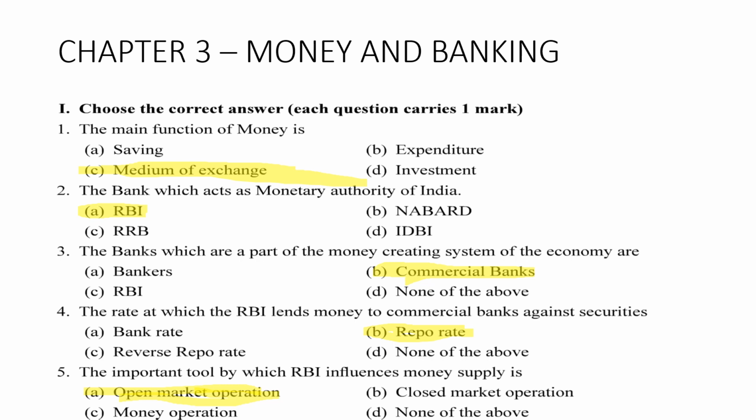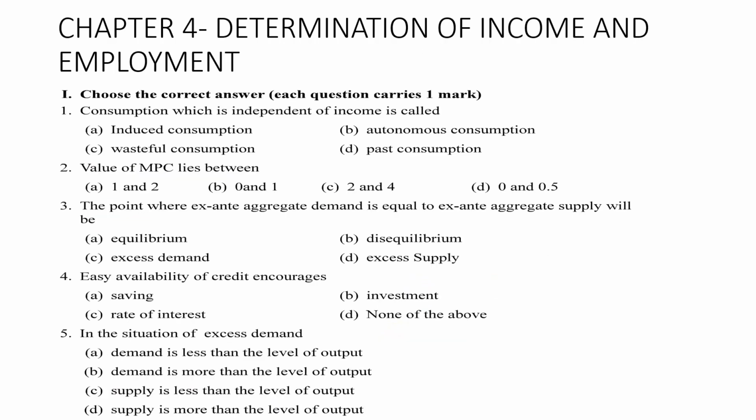Moving on to the next chapter. Yes, now chapter 4, determination of income and employment. First question here, they have asked consumption which is independent of income. That is, what do we call the consumption which does not depend on income?